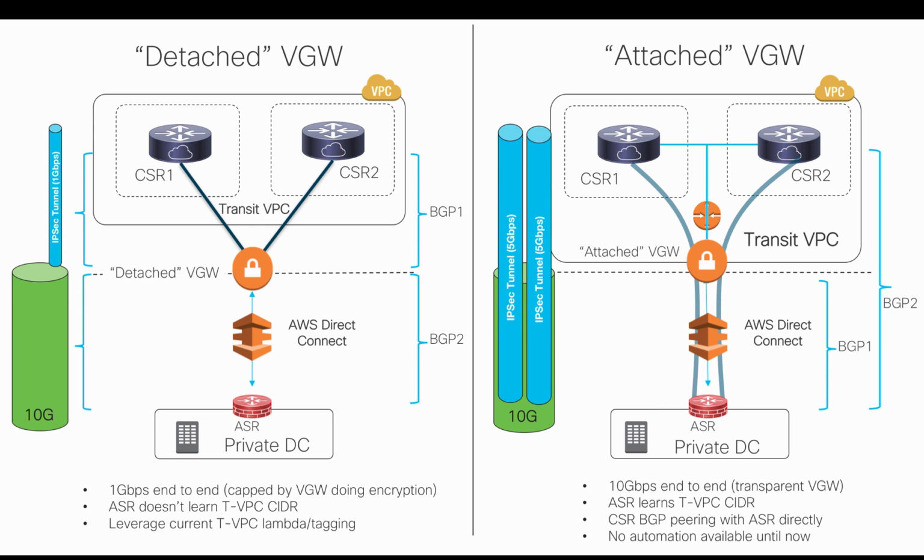The benefit of this design is it will remove the VGW from the IPsec function. The CSR will be doing the tunneling to the ASR directly. So you should be able to go up to 5 gig on each of the CSRs and then 10 gig to utilize your 10 gig Direct Connect pipe.